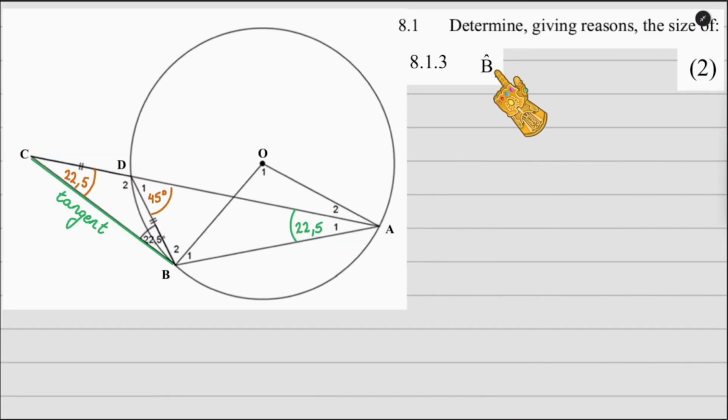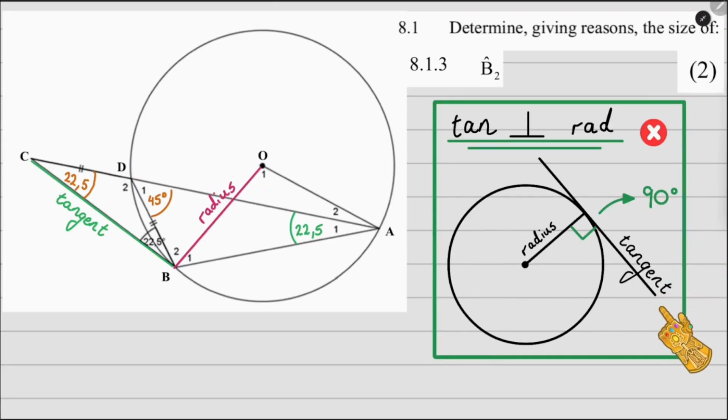8.1.3, we need to get the size of B2, which is sitting over here. Okay, and now I recognize B2 is touching this line. This is quite a special line. It's a radius. And there's a very commonly used theorem with a tangent and a radius. And that theorem is called tan perpendicular to rad. It's not the first time we've seen it in this paper. So if I have a radius and a tangent that are touching each other, there's a 90-degree angle that exists in between them. So I know that there's a 90-degree angle over here.